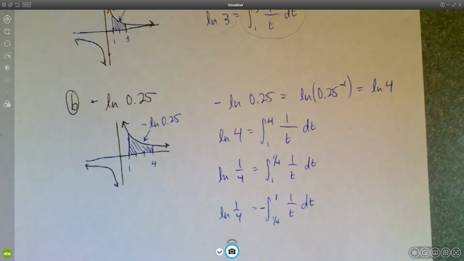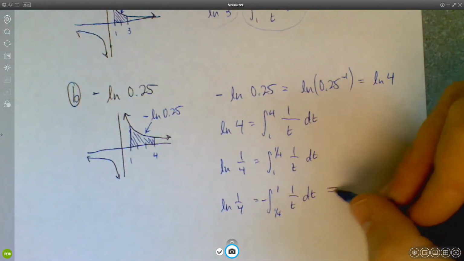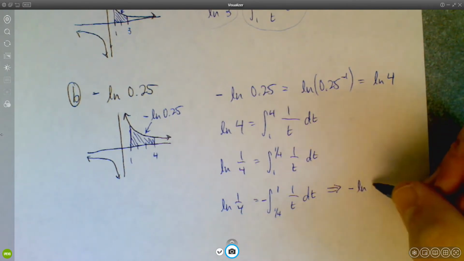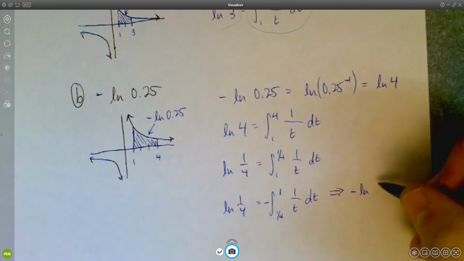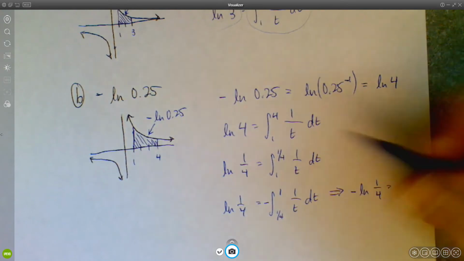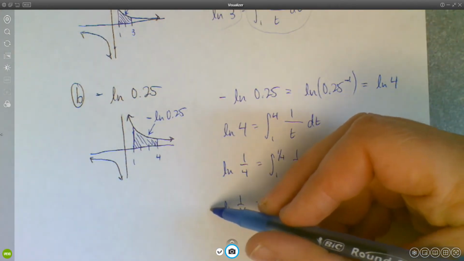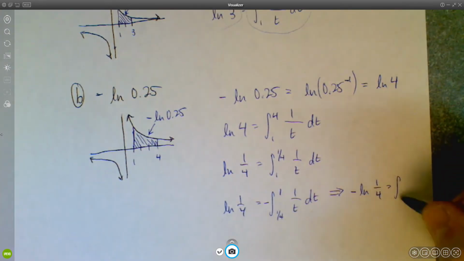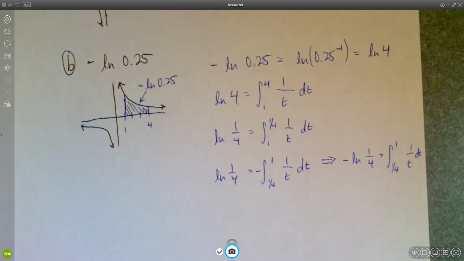Well, okay, so if I want negative ln of 1/4, or in other words negative ln of 0.25, well then I can just multiply by a negative 1 on both sides. This becomes positive, and then I've got the integral from 1/4 to 1 of 1 over t dt. So there's another solution, right?